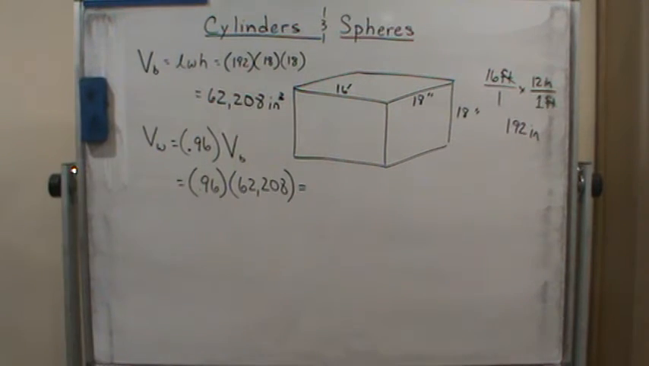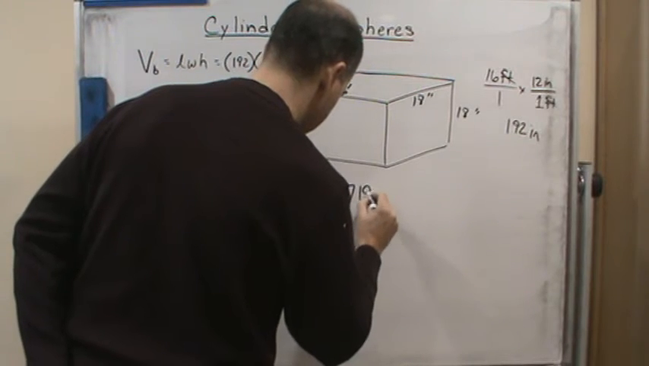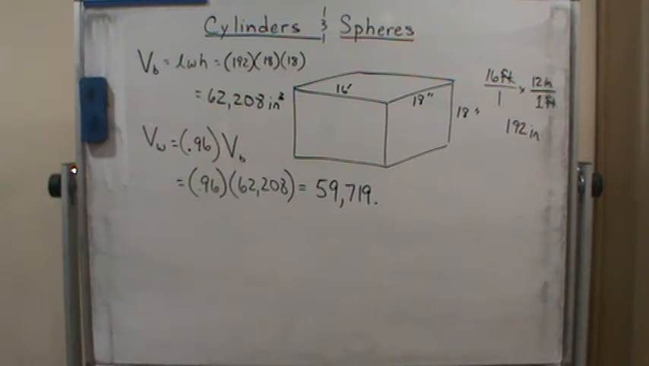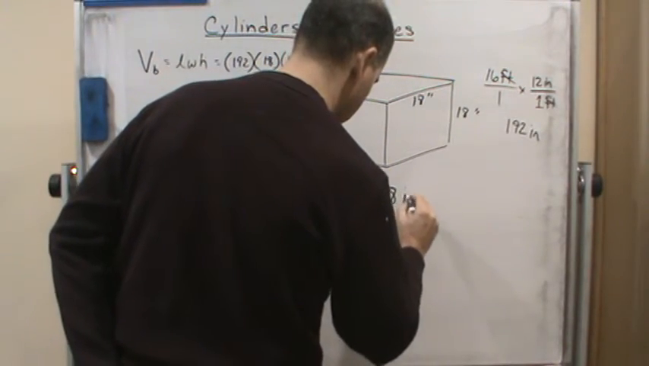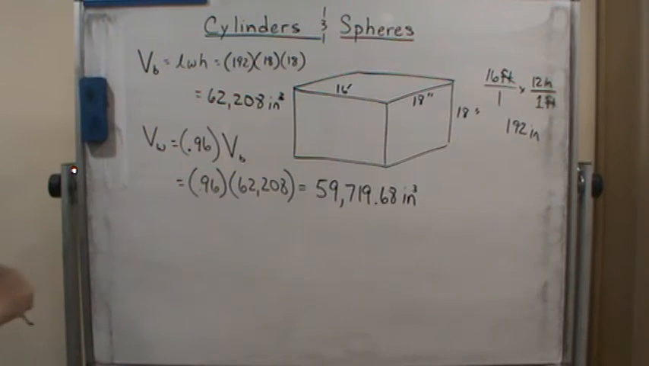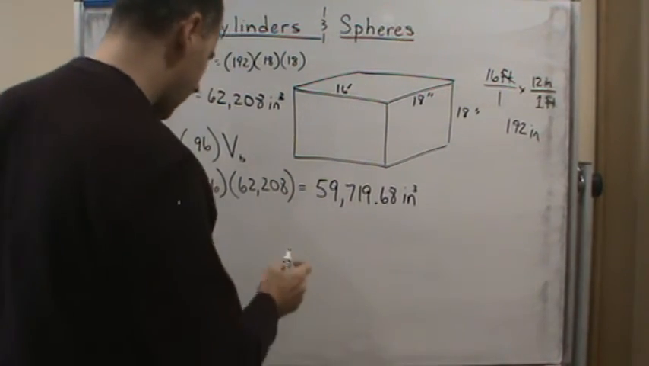which then gives us 59,719.68 cubic inches. Okay, now that we've got the cubic inches, let's go to the wire. So this is what we're going to end up with in the wire. So now let's talk about the wire.